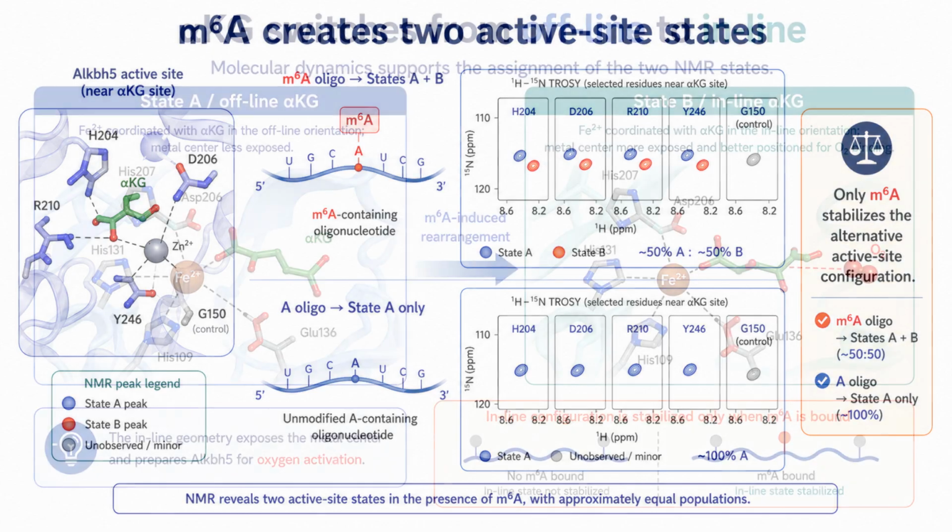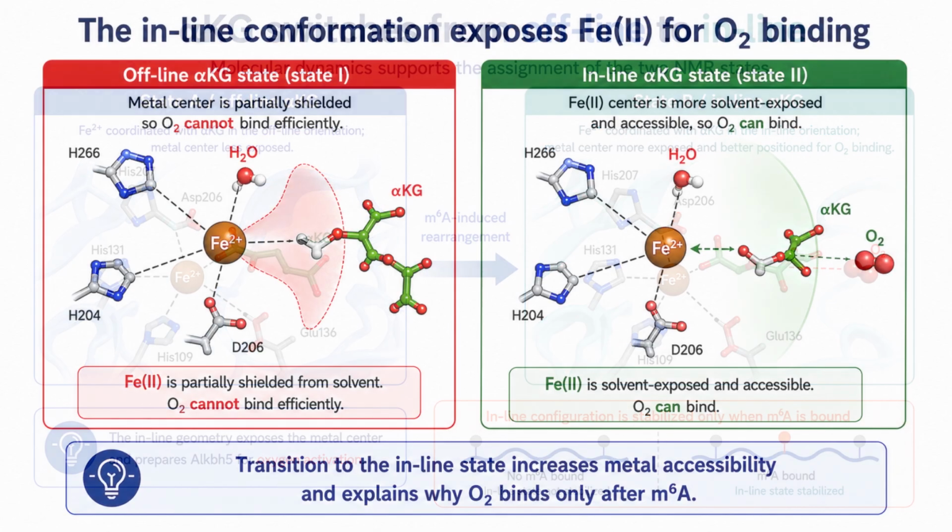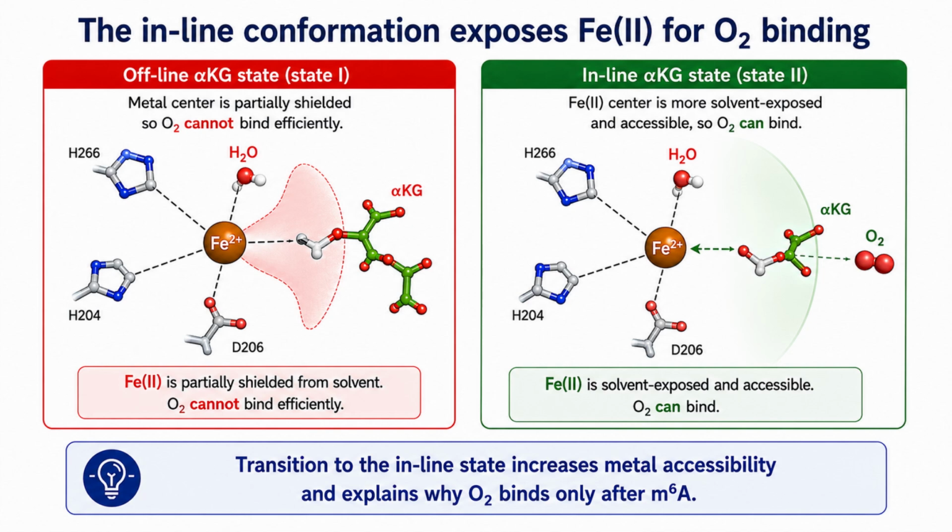Molecular dynamics explains what those two states are. They correspond to an equilibrium between two alpha-ketoglutarate conformations, an offline state and an inline state. In the offline state, alpha-ketoglutarate partially shields the metal center. In the inline state, alpha-ketoglutarate rearranges, opening the coordination environment around iron(II).